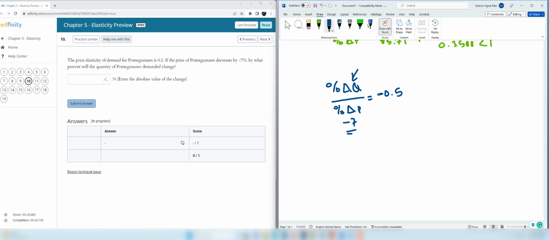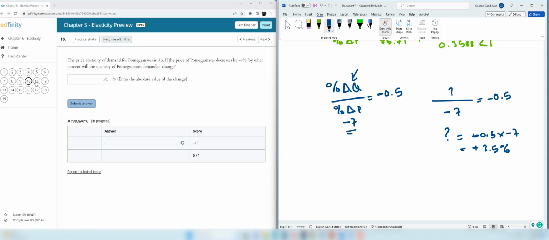Remember, we always focus on the absolute value, but price elasticity of demand is always negative. It's not true for price elasticity of supply. Price elasticity of supply always positive, but price elasticity of demand is always negative. So now we have this formula. We don't know here, but I know this part is negative 7, and I know the result always negative. Therefore, the question mark is negative 0.5 times negative 7. In this case, it is going to be positive 3.5%. So the quantity increases by 3.5%.